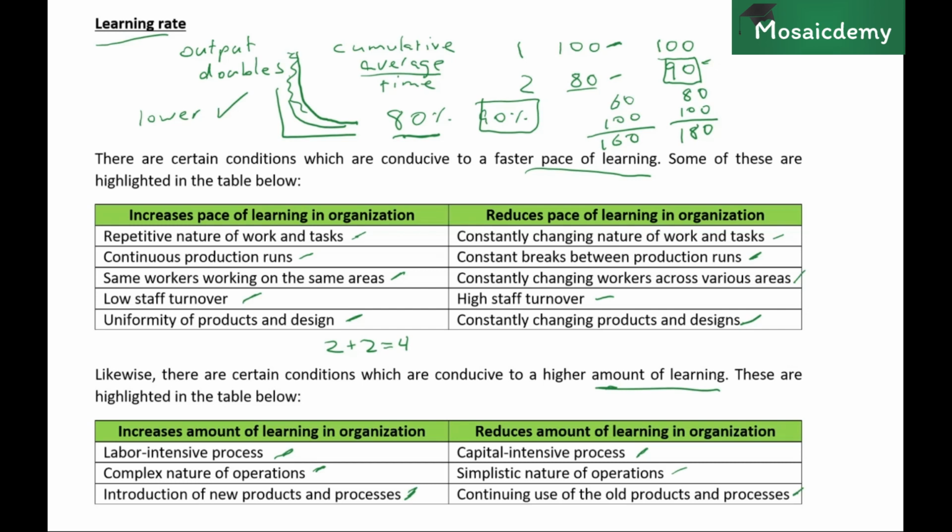So those are some of the key things we need to know about learning rates. What affects the pace of learning, what affects the amount of learning, and the fact that a lower learning rate is technically better.